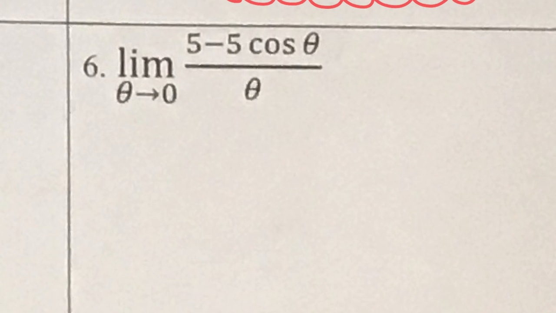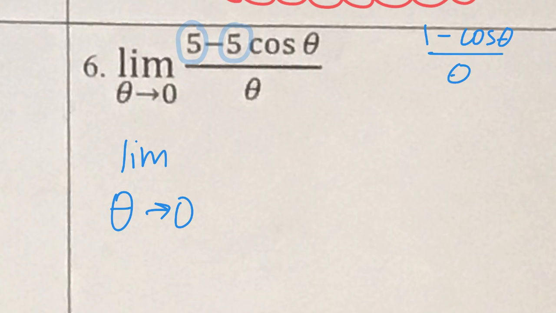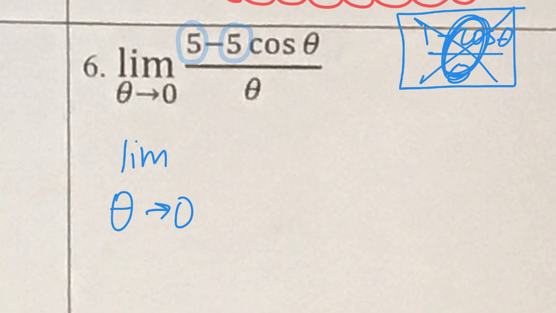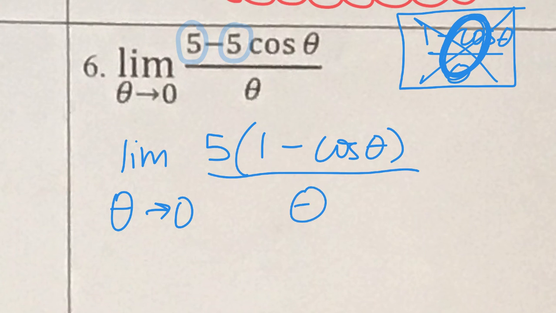Okay, so what we want to do here is notice these both have a 5 as a common multiplier, so we're going to factor them out. Okay, because if we have a cosine as our trig function, we want it to be 1 minus cosine theta over theta. Okay, that's what we want because this special factorization is 0. Right? The special limit of 1 minus cosine over theta is 0. So if we pull out our 5, that makes it 1 minus cosine of theta all over theta, right? We factor out that 5.